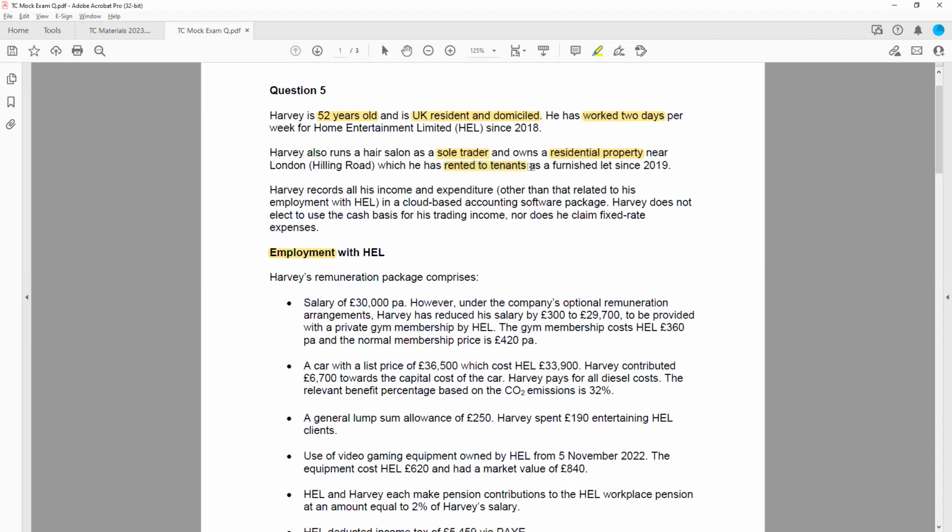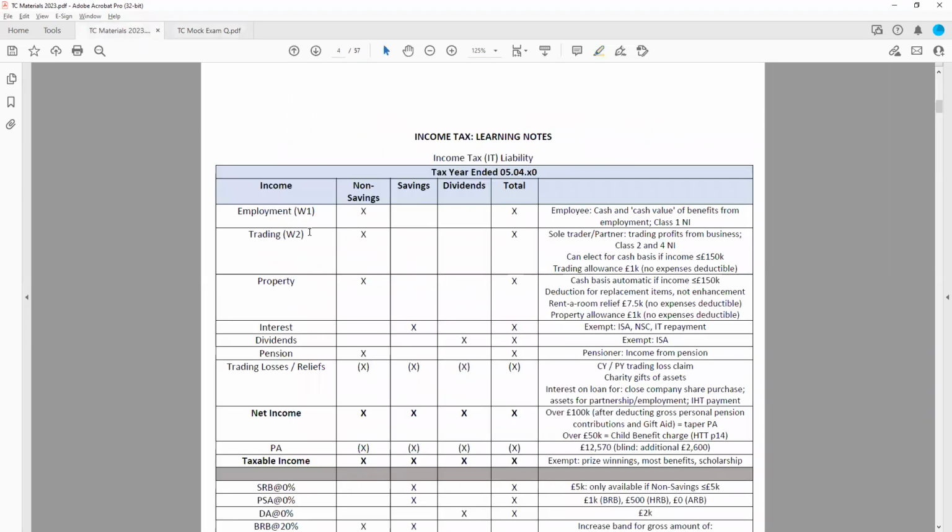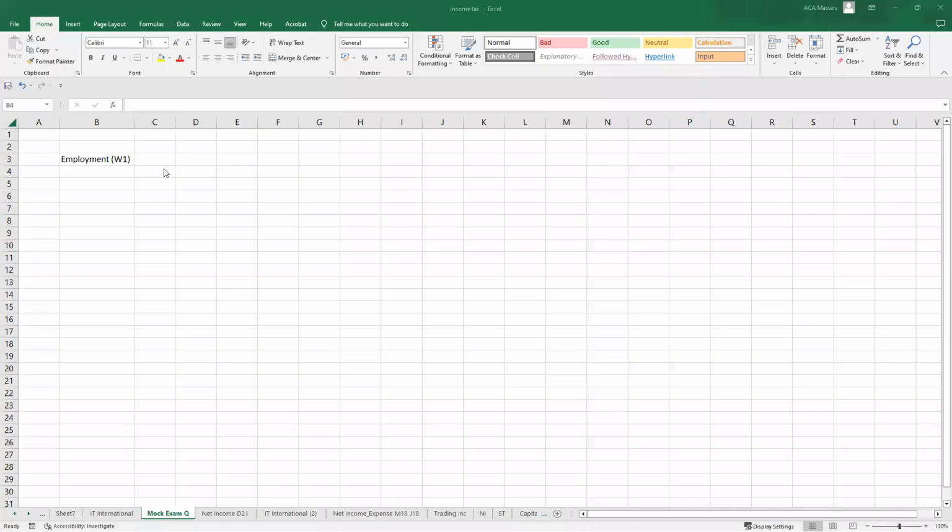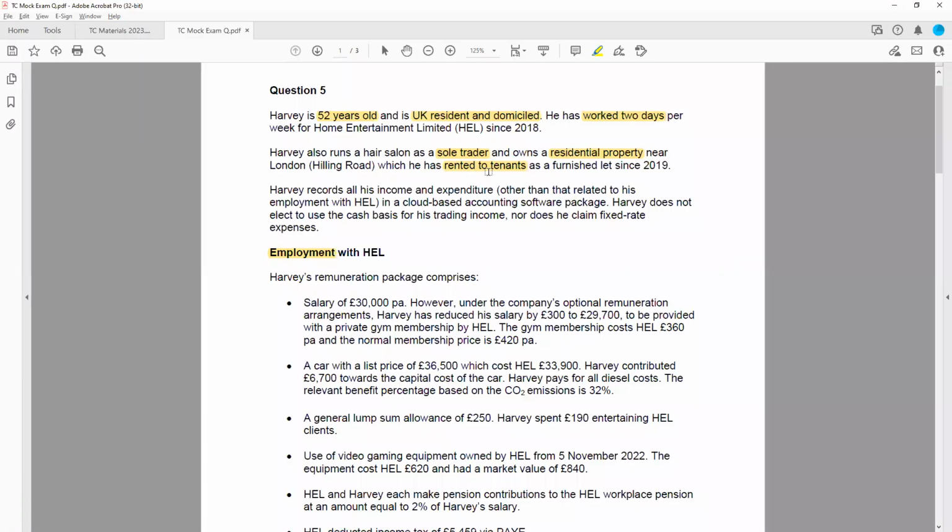So he's got a residential property which he's rented out to tenants. So this isn't like rent a room. It sounds as though he's got a whole property that he's renting out. So then we know he's also going to have trading income, because he's a sole trader, an unincorporated business owner, and also some property income as well. So we can start to see why there is going to be quite a lot here. We'll probably need a working for each of these. So we can already start to see what his income tax computation is going to look like here.